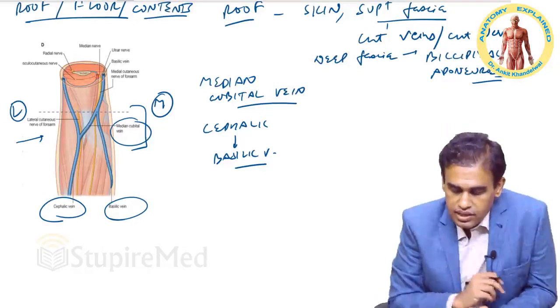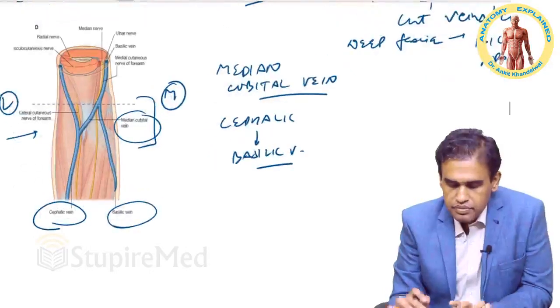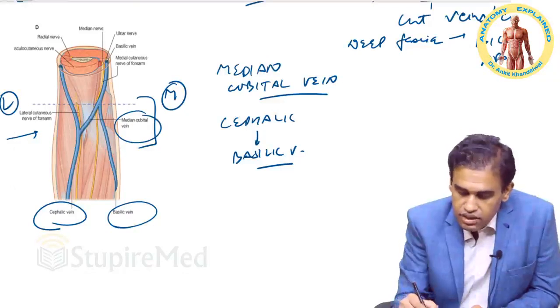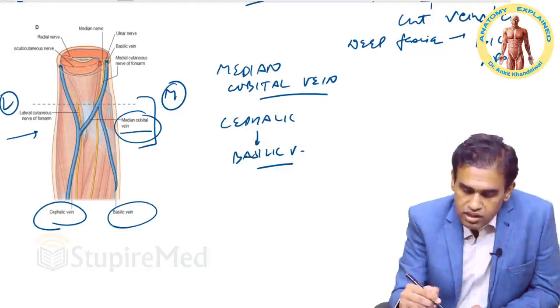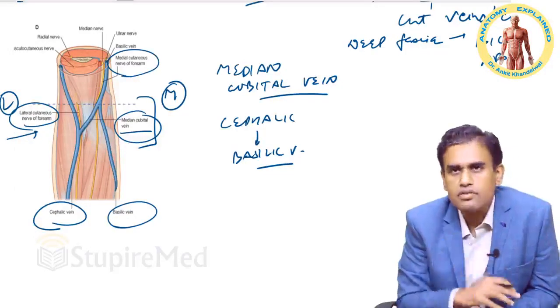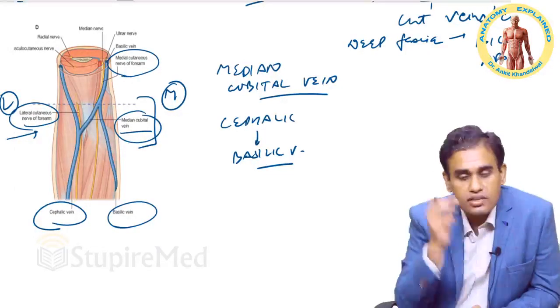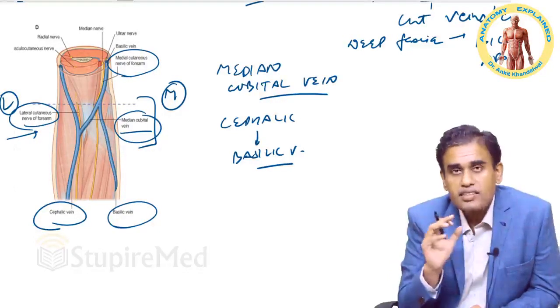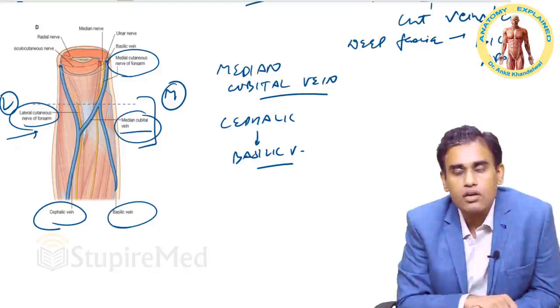Why? Understand over here, look at this figure. This is the superficial fascia, we have removed the skin. You can see this vein, the median cubital vein. Around this median cubital vein, there are a few cutaneous nerves, which are the medial and lateral cutaneous nerves, very thin, thin as your hair. Now this median cubital vein, why is it so common for intravenous sampling?